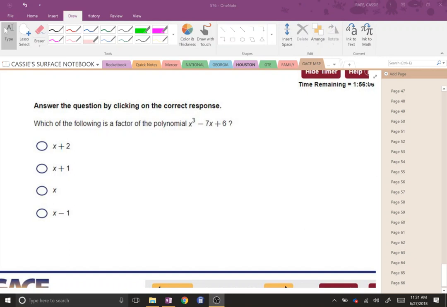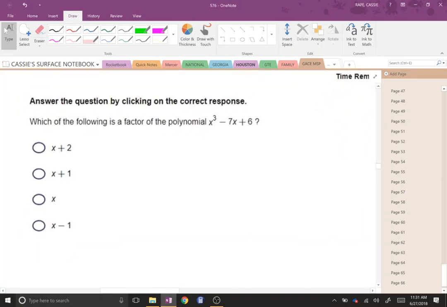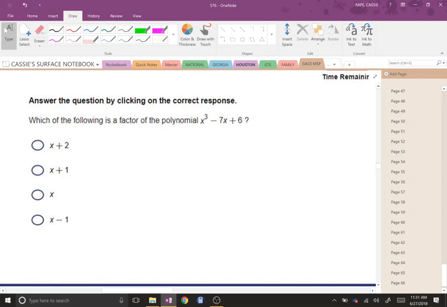All right, we are on problem number 18 in the ETS 022 Practice Case Math Exam. So, you've got this polynomial and it asks you which of the following is a factor.